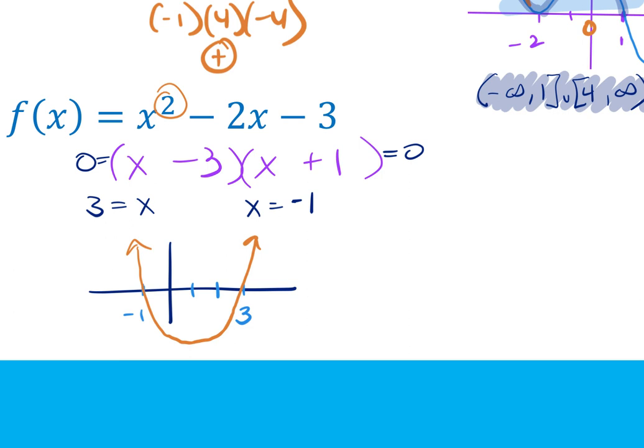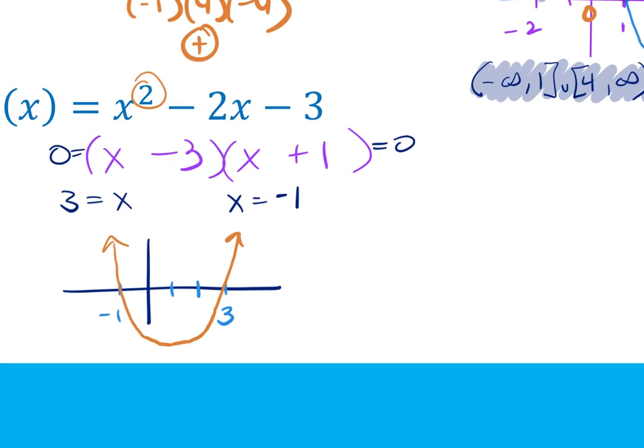So how do I describe the part of this graph that is greater than or equal to 0? Negative infinity to -1, bracket, and good.